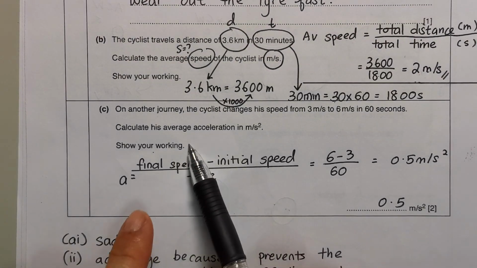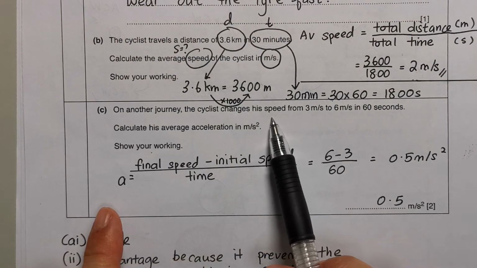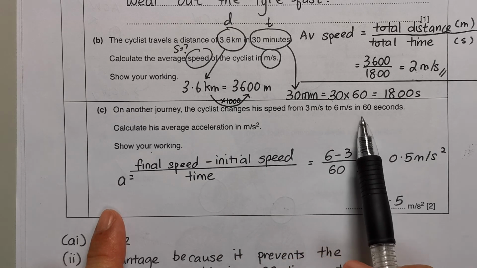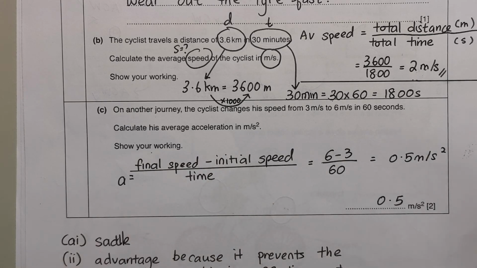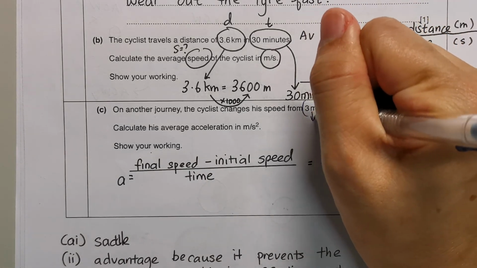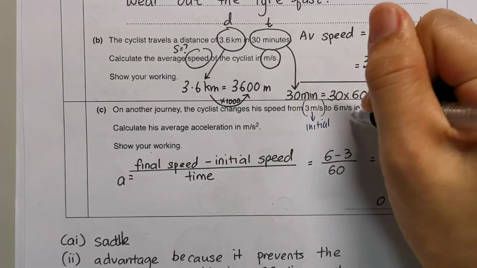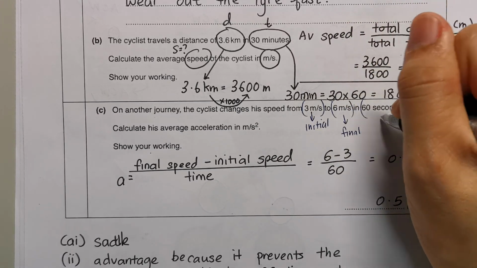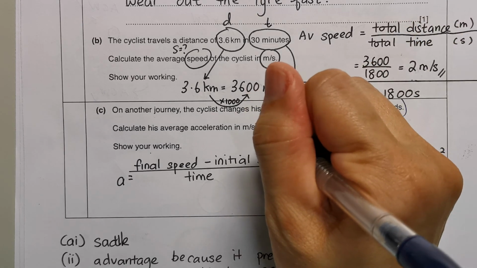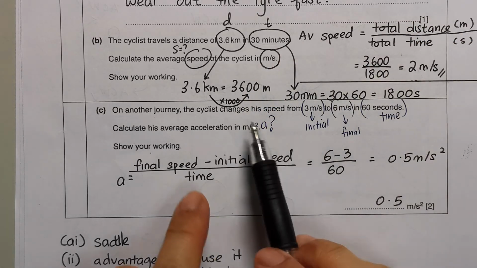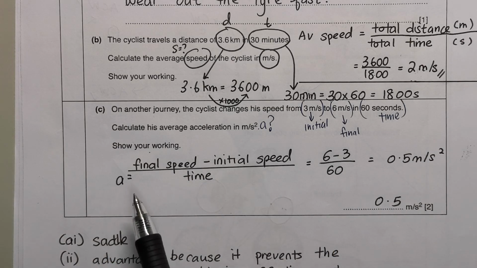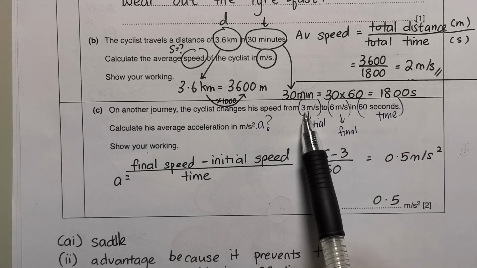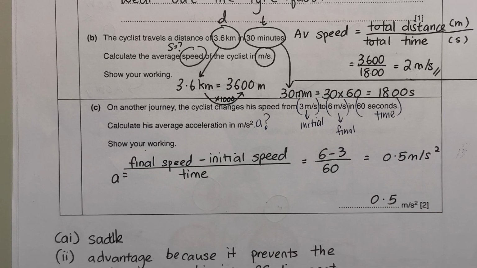Part C. On another journey, the cyclist changes the speed from 3 to 6 in 60 seconds. What is the acceleration? Again, this is your initial speed, this will be your final speed, this is the time taken, and the acceleration is the unknown. Please do your annotation like that. And I write out the formula: final minus initial, divided by time. And my answer is 0.5.